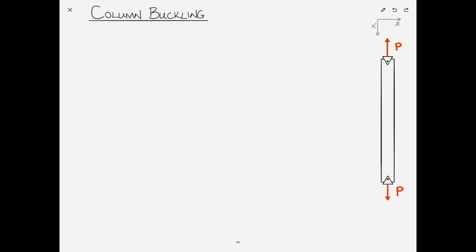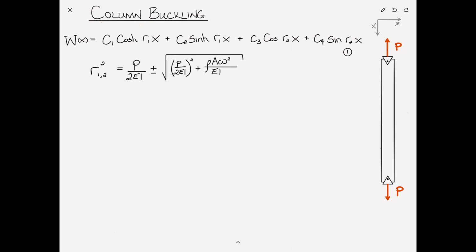Now in that video, when we analyzed the axially loaded beam, we came up with an equation for the shape function: w of x equals c1 cosh r1x plus c2 sinh r1x plus c3 cosine r2x plus c4 sine r2x. Number that 1. And I remind you that r was found from the equation r1 and 2 squared is equal to P divided by 2EI plus or minus the square root of (P divided by 2EI) squared plus rho A omega squared divided by EI. If any of this is a mystery to you, go back and look at that video.